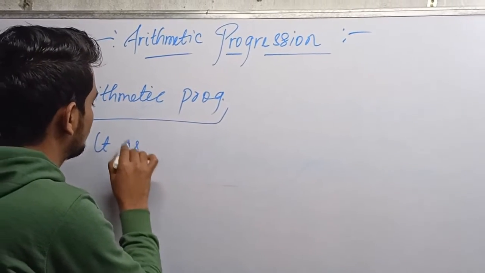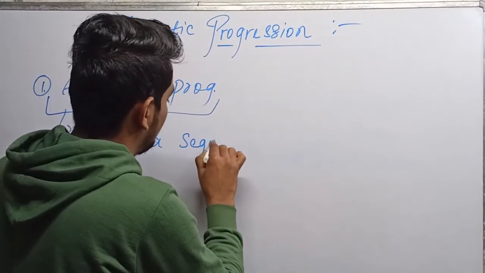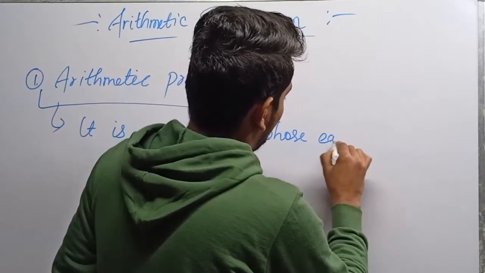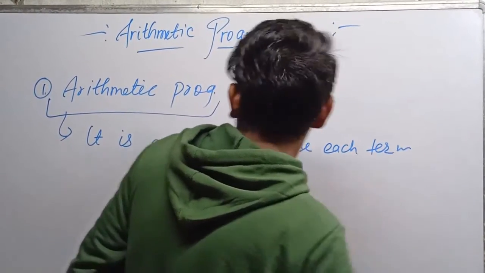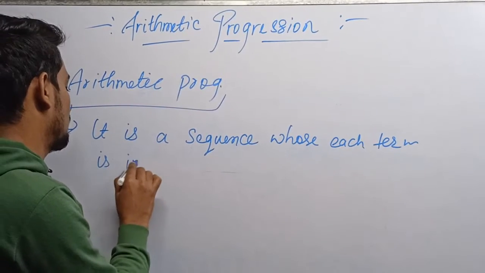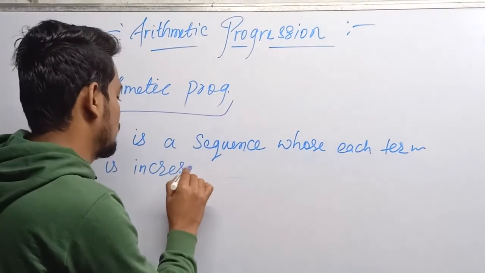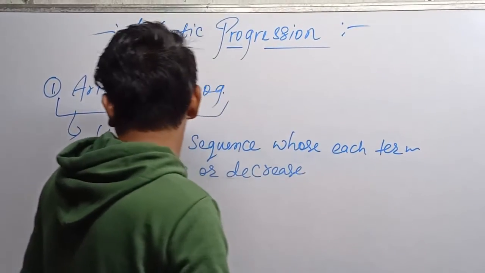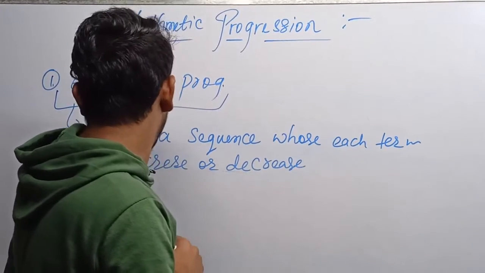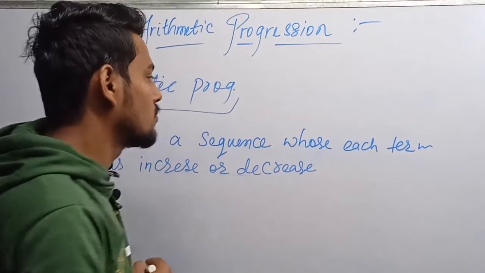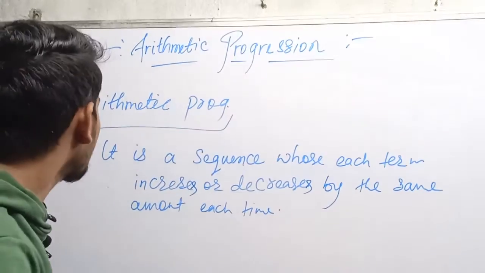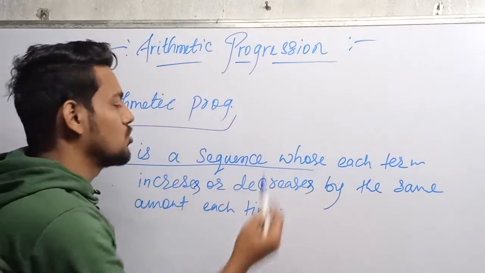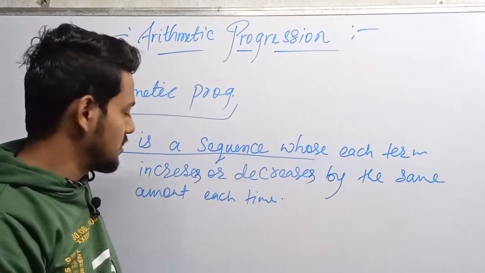What is arithmetic progression? It is a sequence whose each term increases or decreases by the same amount each time.